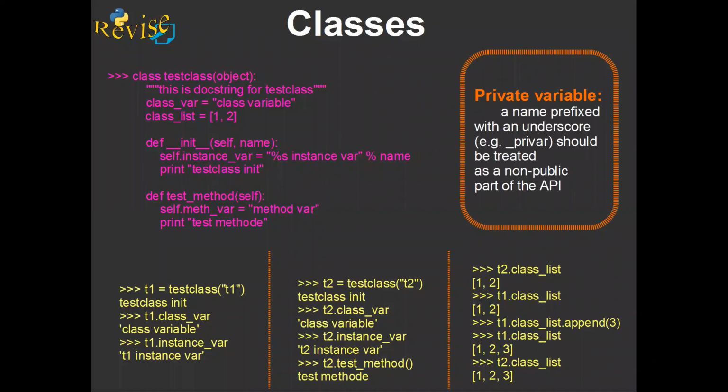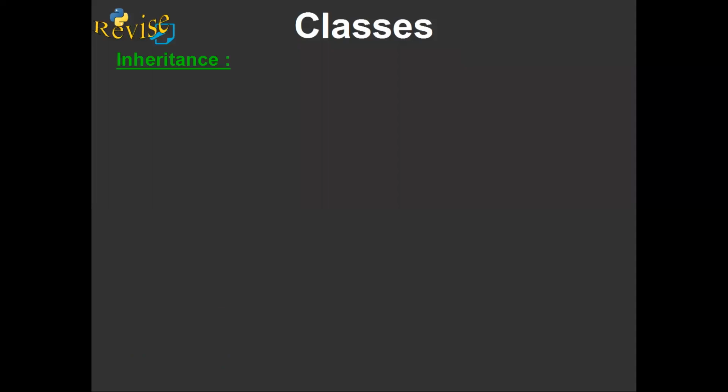Now there is a consideration. Any variable which is prefixed with an underscore should be treated as a private variable in Python. There are no specific private variables in Python, but this is a convention that any variable prefixed with an underscore should be considered private. Then let's talk about inheritance.